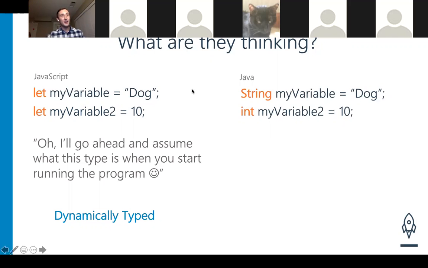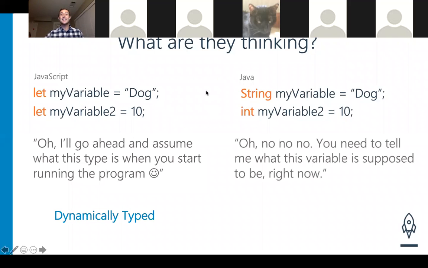Java, on the other hand, is saying, hold on a second. You need to tell me what that variable is supposed to be right now. You need to tell me exactly what it's going to be, because I don't want to assume, I don't want to lift a finger. You're going to tell me what it's going to be, because I don't want to figure it out during runtime. This is called statically typed. This is the biggest difference between JavaScript and Java. They're looking at our variables differently.